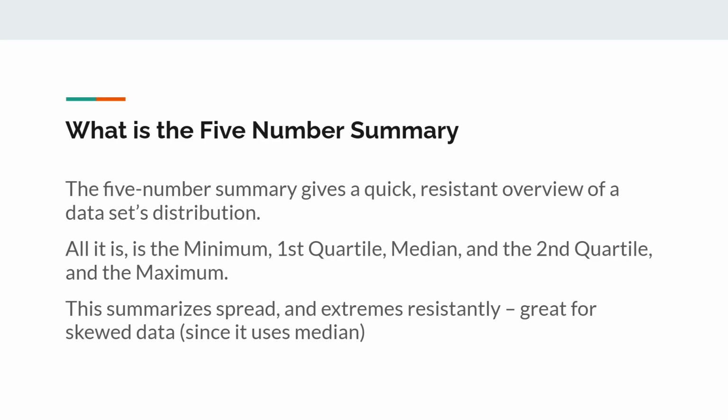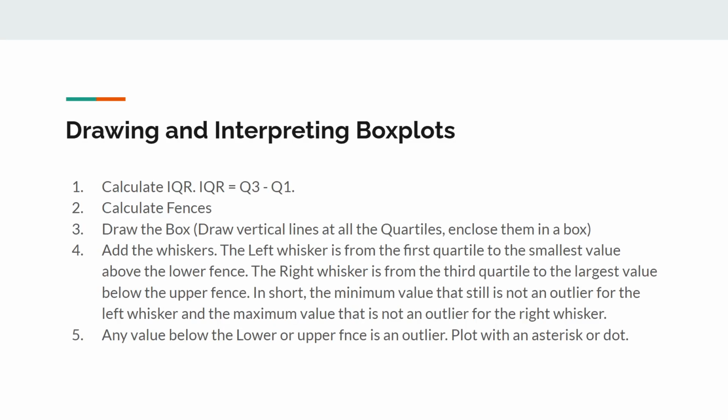If you're using the median as the form of central tendency, statisticians use the 5-number summary a lot, so it's just something that's important. It summarizes spread and extremes resistantly. So it's great for skewed data since it uses the median. And the median is resistant to skewed data, of course. Well, not entirely, but mostly.